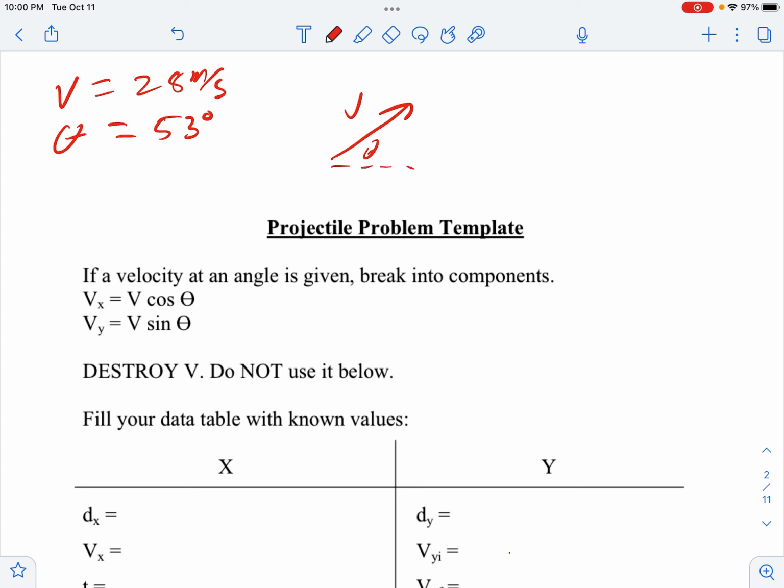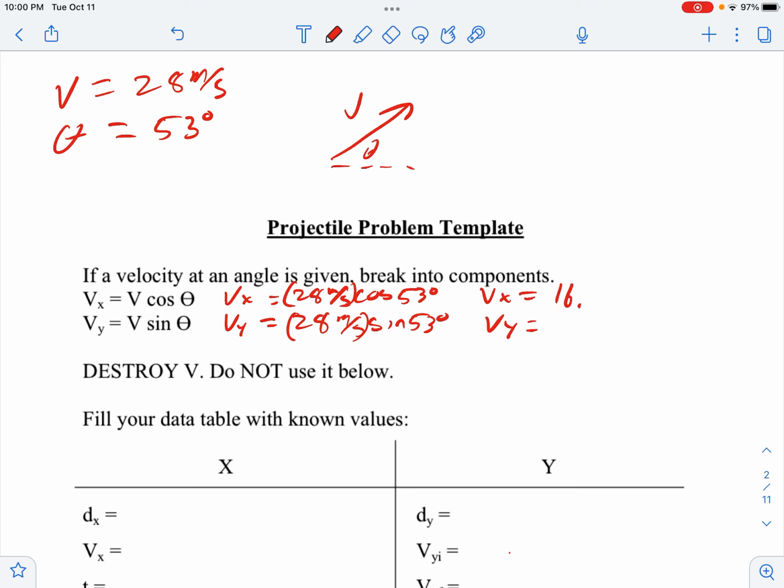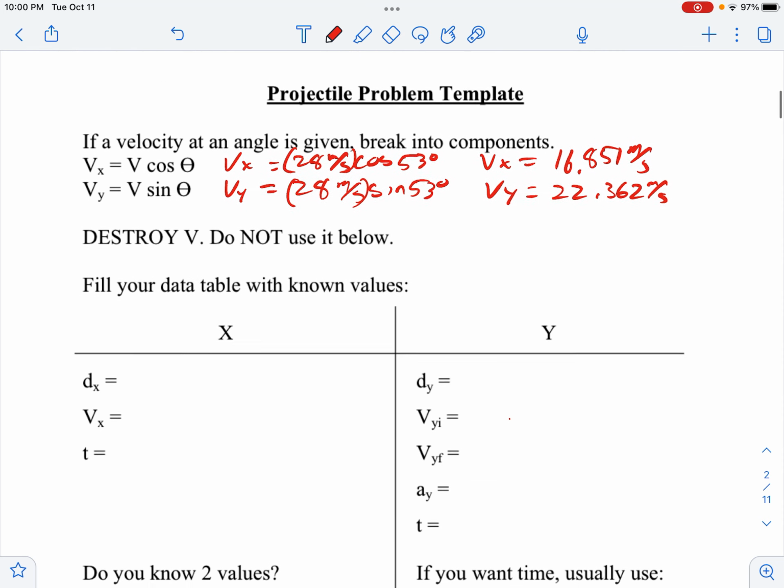In order to do that, I'm going to find the horizontal component. I'm going to take my 28 meters per second and multiply it by cosine of 53 degrees. And for my Vy, I'm going to take the 28 meters per second and multiply it by the sine of 53 degrees. If I put those into a calculator, I find that my Vx is 16.851 meters per second, and my Vy is 22.362 meters per second.